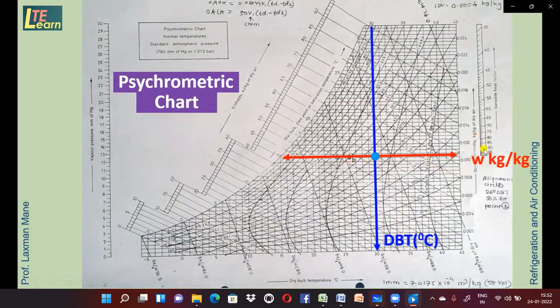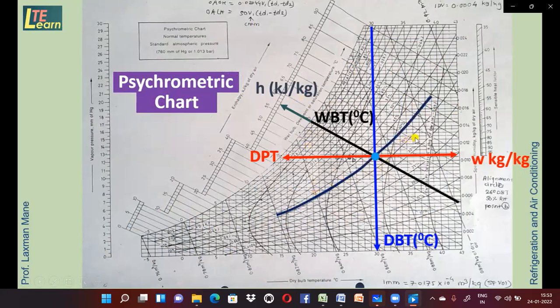Here at the right side is a scale of specific humidity, where we find the value of W in kg per kg of dry air. On the left side, on the saturation curve where this line reaches, the dew point temperature is obtained. This is a line which gives wet bulb temperature. Extension of this line on the enthalpy scale gives the value of H in kilojoule per kg.